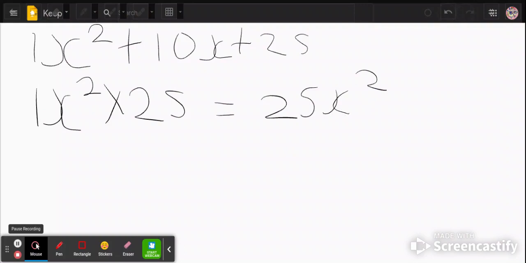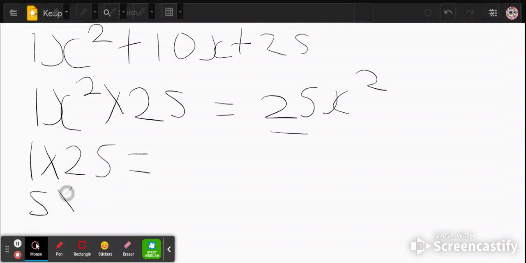The second step is to find two factors that when you multiply them, you get 25, and when you add them, you get the b term of 10x. So we need to list the factors of 25. So let's do that. We have 1 times 25, and 5 times 5.